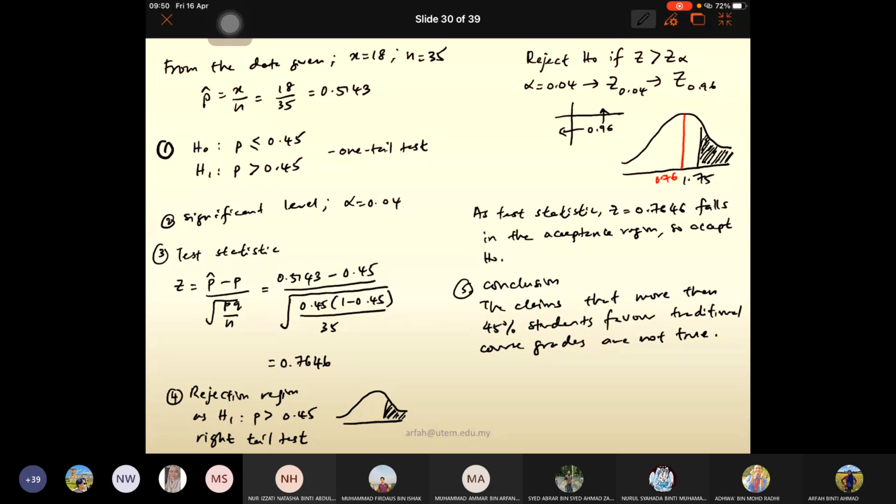So if there's no question, kita continue next week. Okay, untuk p-value approach. The last part of the hypothesis testing. Then masuk hypothesis testing for two population.